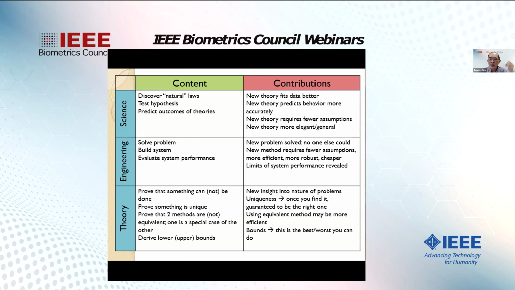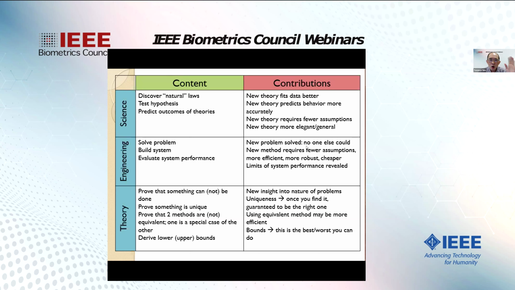Now I suspect that many of the audience here, most of us here are writing engineering types of paper. In an engineering paper, you are typically solving a problem or building a system or evaluating system performance. You're doing one or more of these things, right? And therefore, the expected contribution of your paper are the following. Are you solving a new problem no one else has solved before?